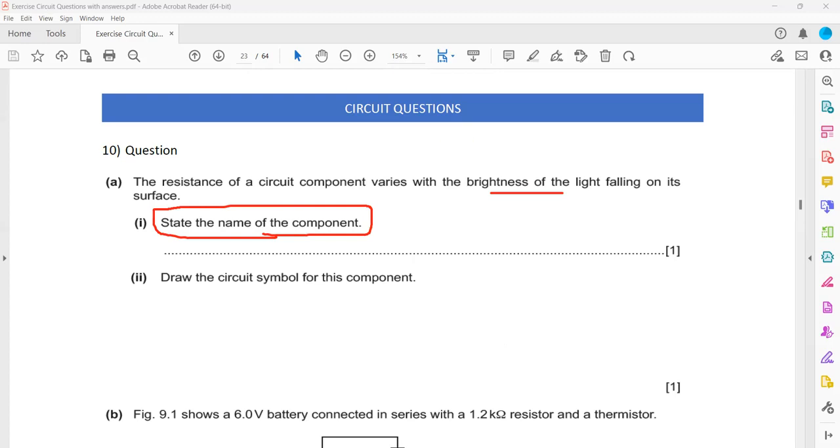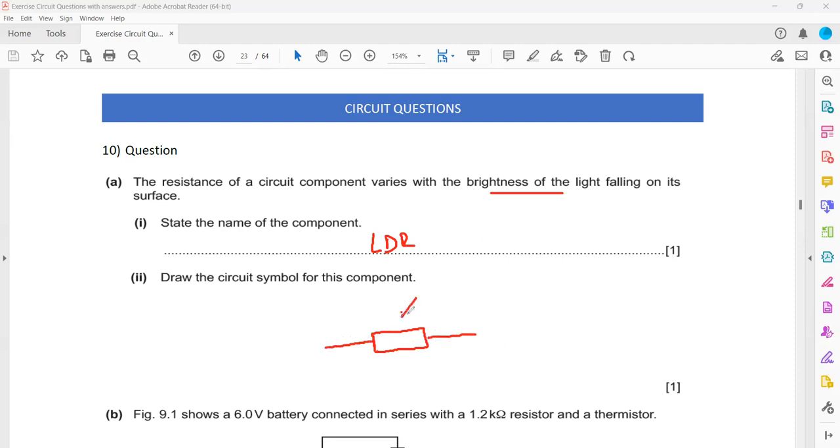A thermistor is affected by temperature, and a light dependent resistor or LDR is affected by light. Yeah, that's right, LDR or light dependent resistor. Then you have to draw the circuit symbol for a light dependent resistor. So this is the circuit symbol for an LDR, or light dependent resistor.